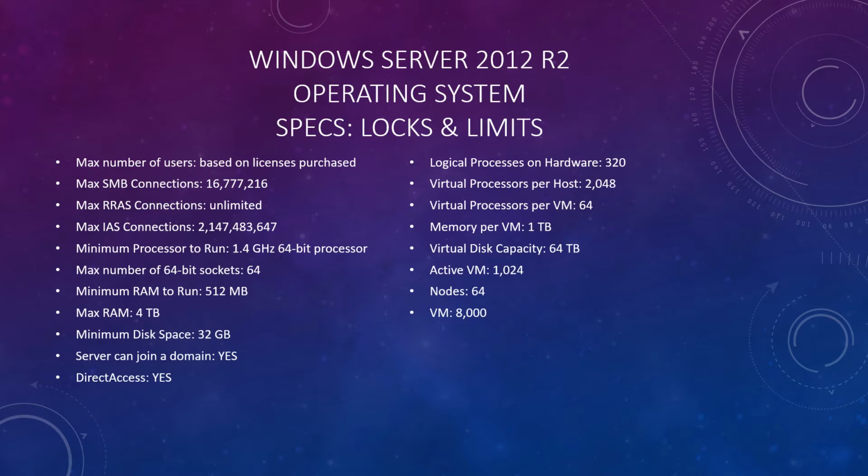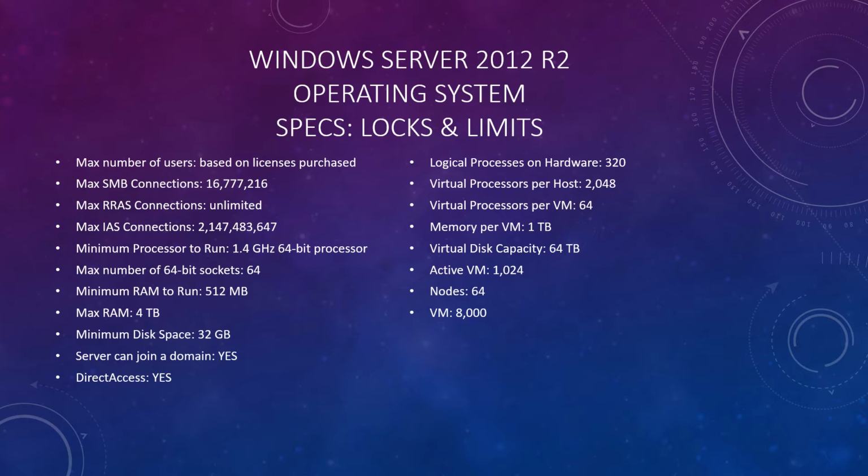Its minimum processor to actually run this server requires a 64-bit processor or a 1.4 gigahertz processor. The maximum number of 64-bit sockets is 64, and the maximum RAM is 4 terabytes, whereas it's a minimum of 512 megabytes to actually run this server. Minimum disk space is 32 gigabytes for you to be able to run the server, and the server can join domains and also has virtualization capabilities.